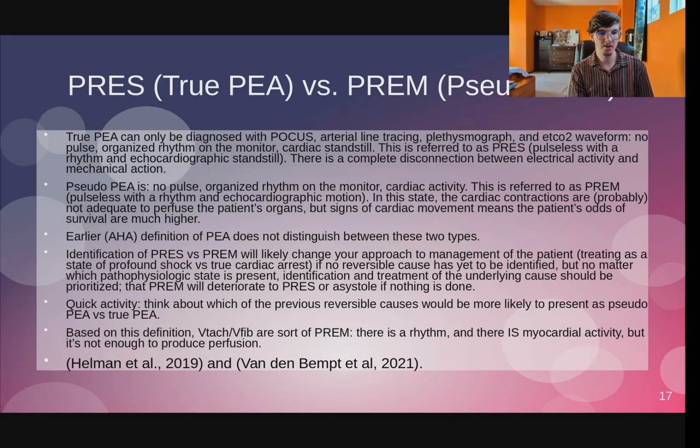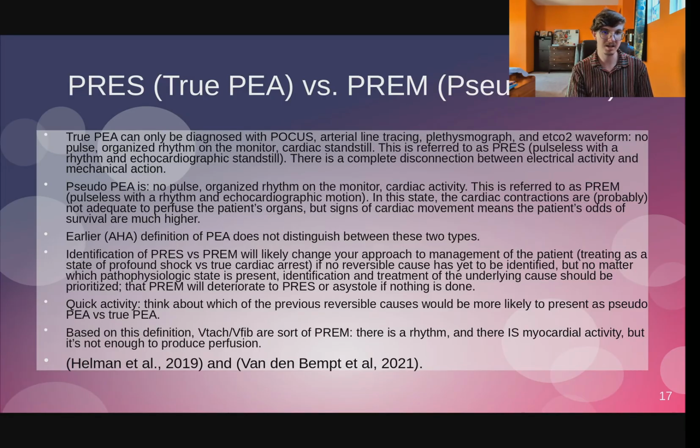You have no pulse, you have an organized rhythm on the monitor, and cardiac standstill. The heart has stopped beating completely. This is oftentimes referred to as PRES, I'm just going to call it PRES, pulseless with a rhythm and echocardiographic standstill. There is a complete disconnection between electrical activity and mechanical activity.